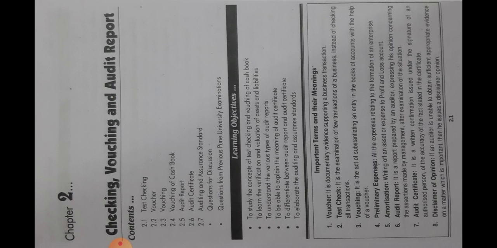Then vouching. It's an act of substantiating an entry in the books of accounts with the help of a voucher. Now, while checking the voucher, the auditors will also check whether the financial accounting entry for that particular voucher has been booked in the system or not. That checking is called vouching.